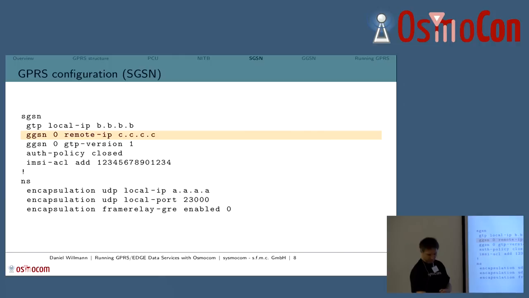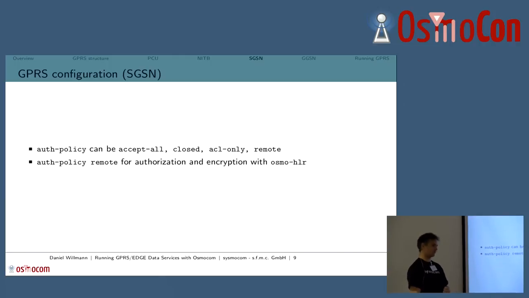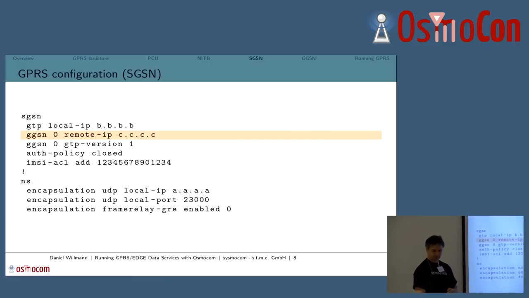There are also other auth policies. They can be accept all, which just accepts everyone, which might not be a good idea if you're broadcasting with power in a public place. Closed accepts only the matching ones and the ones that are defined in the ACLs. ACL only accepts the ones in the ACL, and auth policy remote was recently introduced with OsmoHLR, which, if you're running a more complicated setup with not just OsmoNITB, can connect to the HLR and use the key data for real authentication, not just accepting them into the network, and encryption as well. The ACLs are just IMSI ACL add, and then the IMSI, and then that subscriber is allowed into the packet network as well.